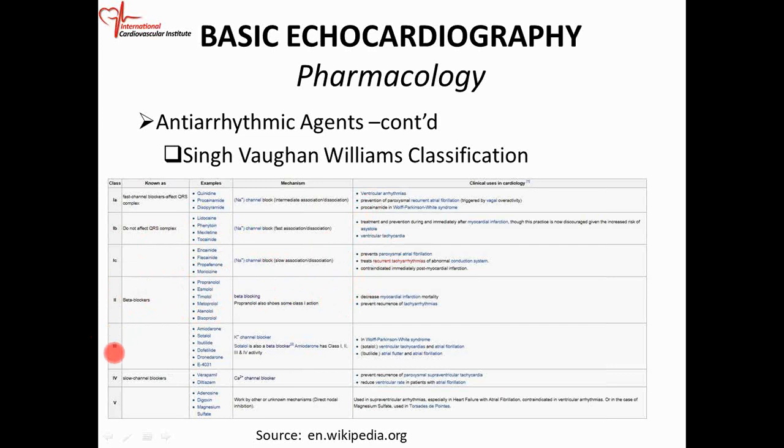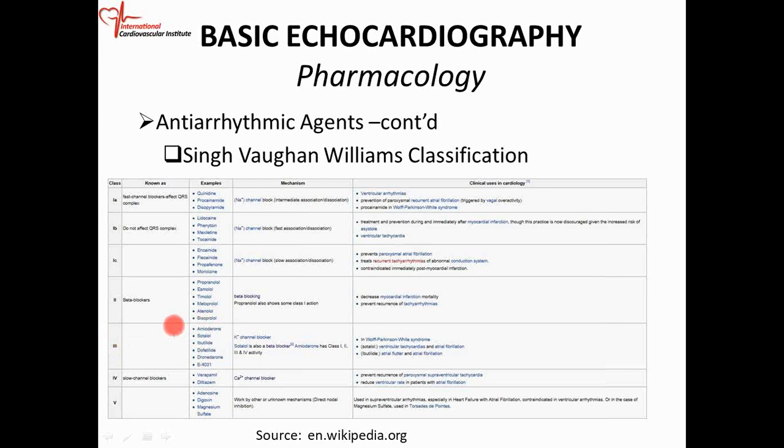Then your class 3, which we use quite extensively, your class 3 is your potassium channel blockers. Even though we say potassium channel blockers, they usually have a mixed effect, so it's not just only potassium channel blocking. Some of these medications will also have beta blocking properties, and they include your amiodarone, sotalol, ibutilide, dofetilide, dronedarone. So these are your class 3 agents.